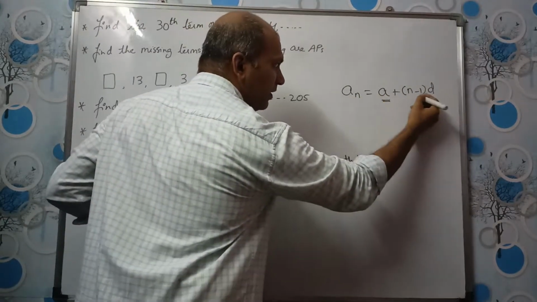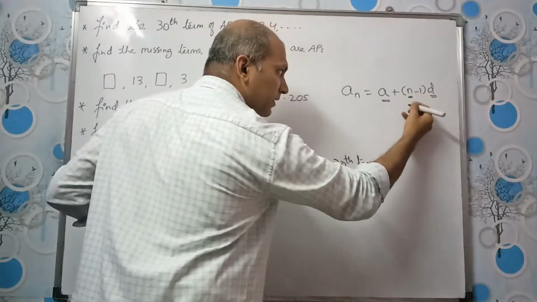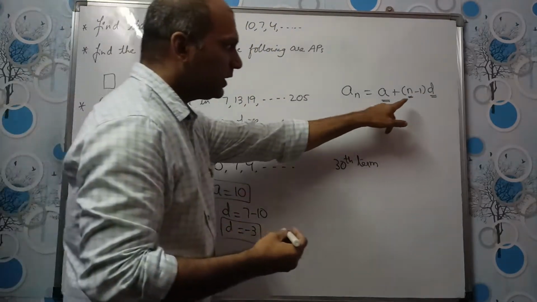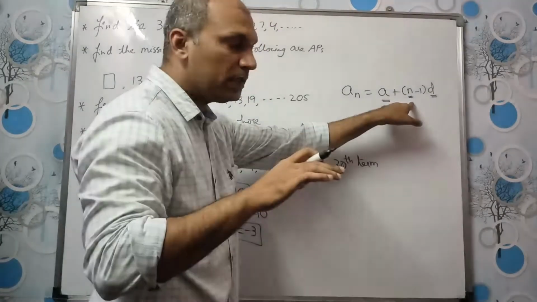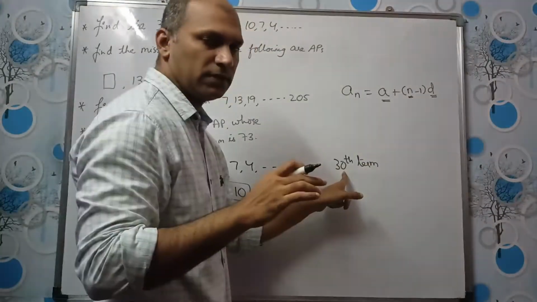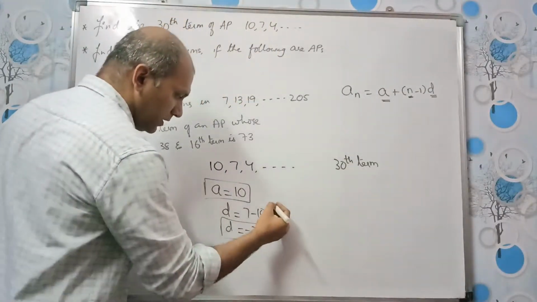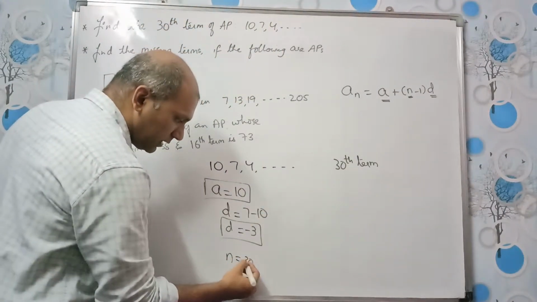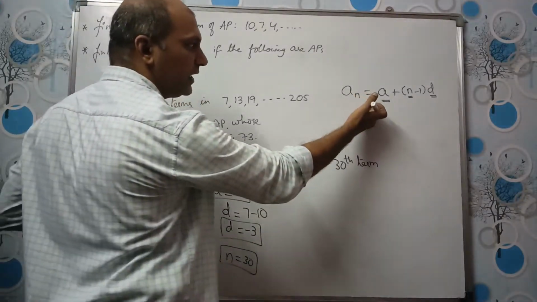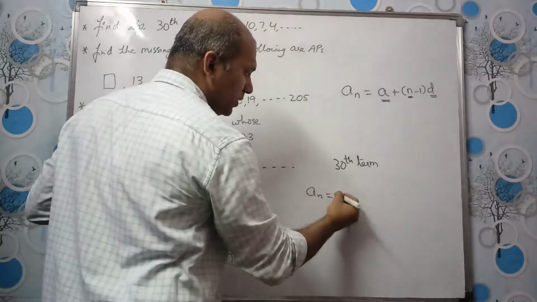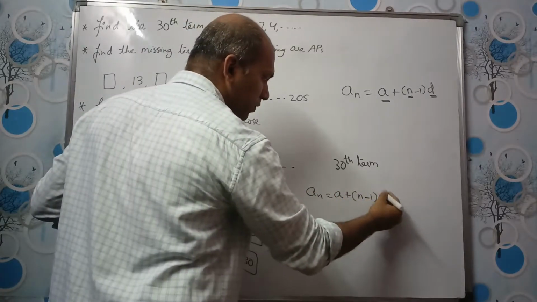We need A, we need D, we need n. Okay. So we have A, we have D. What is n? The number of the term we are finding, 30. So in this case, n is equal to 30. We have everything we need, right? So substitute in this formula. An is equal to A plus n minus 1 into D.